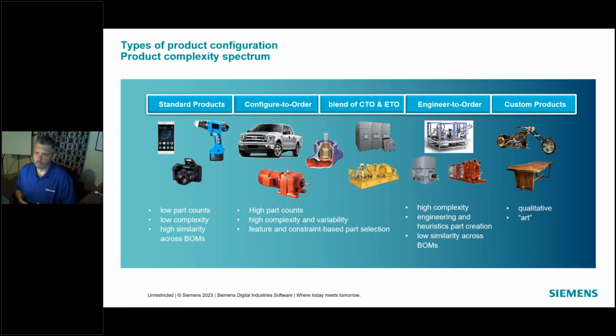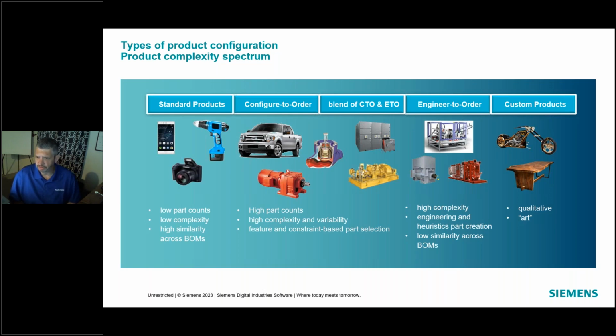Again, what do we have in each of these areas? So standard products, we're going to have low complexity, high similarity. So we're going to have same BOMs going across, low part counts, right? Because we already know what we're doing, and maybe we have inventory sitting on the shelf ready to go. Configure to order, so we may have higher part counts because we have to be able to have these options available, even though they may not sell.